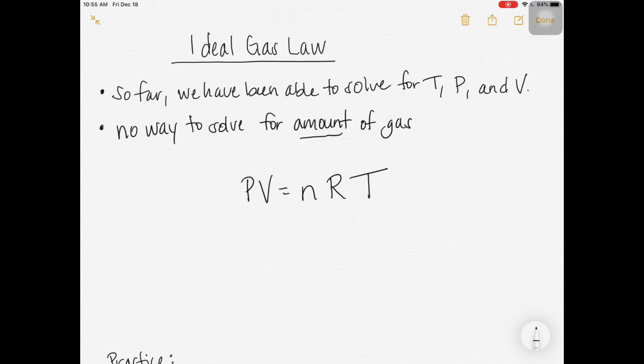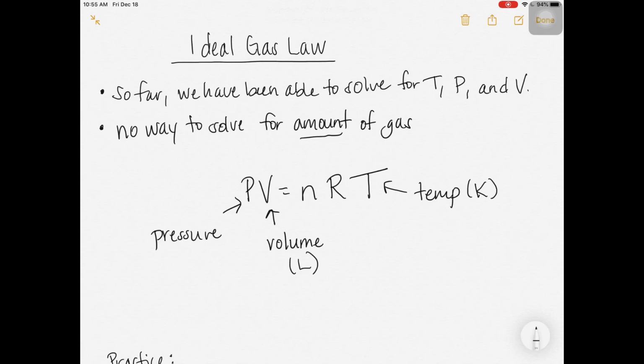Some of these variables you know what they are, some of them you don't, and so we will discuss that. So P, of course, is pressure. V is volume. T is temperature, and temperature is going to be measured in Kelvin. Volume is going to be measured in liters. Pressure, we'll come back to in just a second. N is actually the variable that means moles, and of course they're measured in moles.